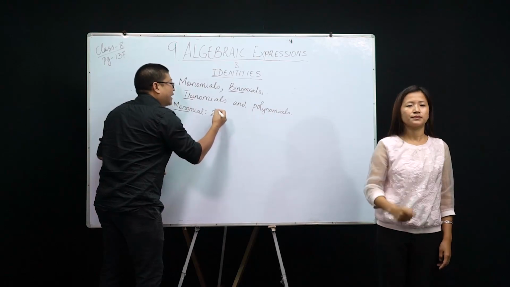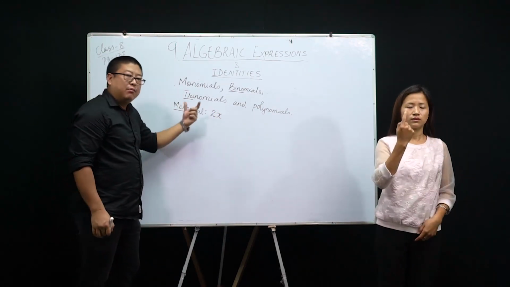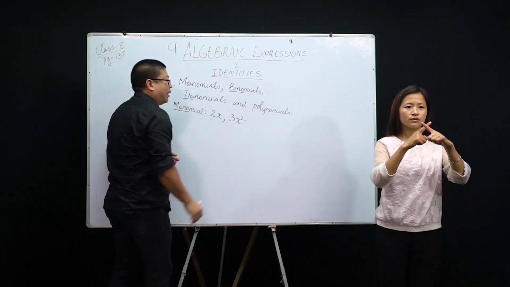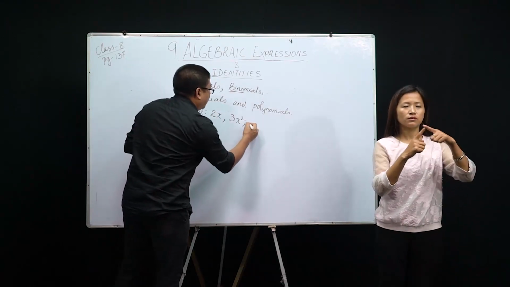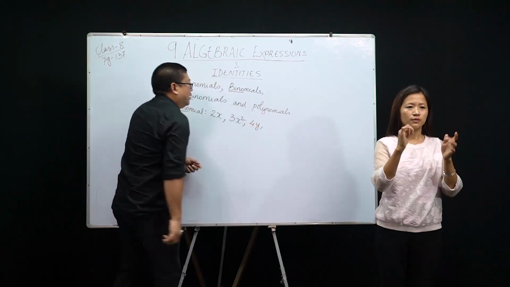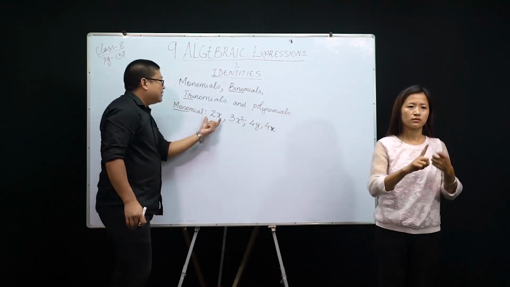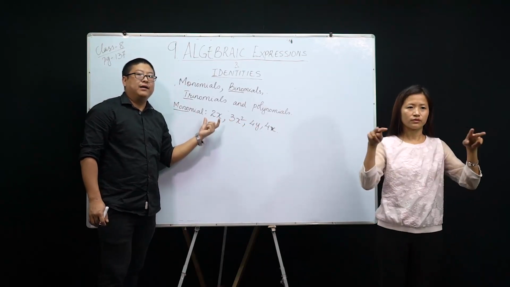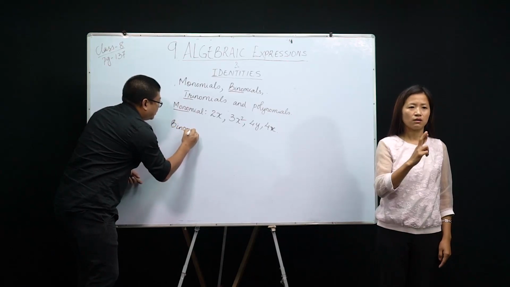That means we can take an example. 2x, this is one term, it is a monomial. We can take 3x square, still one term, so we will call it a monomial. So like this we can take any number of examples. One term with a variable. All right, the next are binomials.